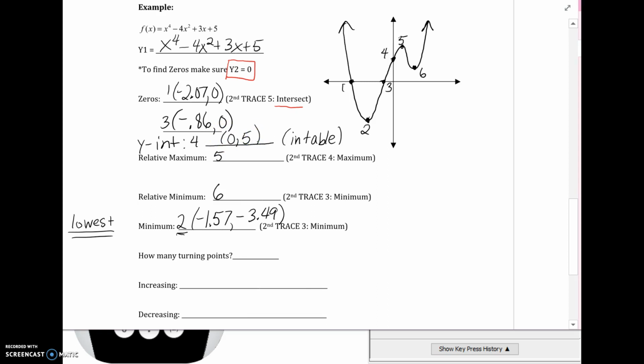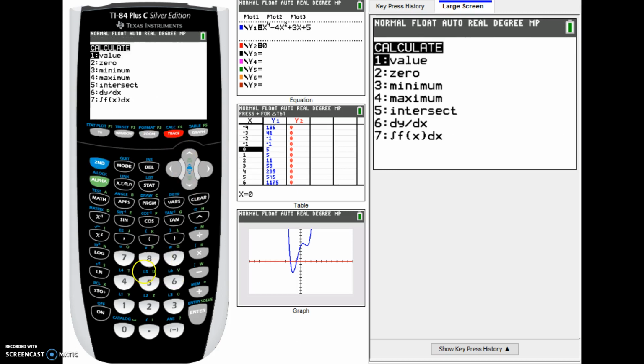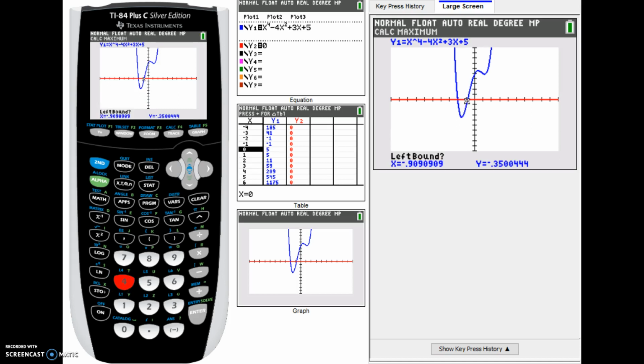And then point 5, we have a relative maximum, so we're going to go back to the graph part and do second trace maximum, which is number 4. You can either scroll or hit the number 4. And then I'm going to just get a little closer, but I already am on the left side, so I'm going to hit enter. Then I'm going to scroll around just that turn. So just go around the maximum point, so we're in between those 2 turning points, hit enter, enter a third time, and I get 0.41 comma 5.59.